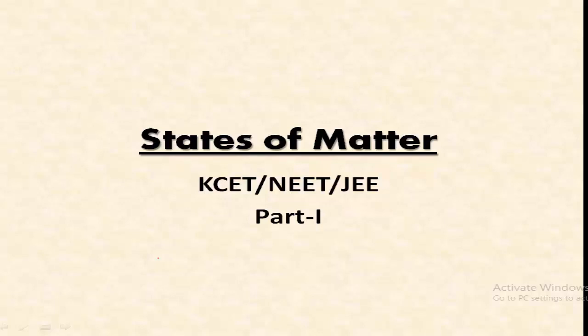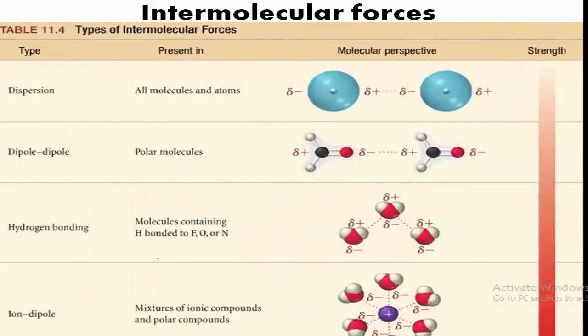So before going to the problems, first we will glance at what you have studied in States of Matter. There you studied one of the important topics, that is intermolecular forces. It is the kind of attraction force which is present between the molecules, and there are different types of intermolecular forces. Those are dispersion force or London force, dipole forces, hydrogen bonding, and ion dipole forces. So these are the different types of intermolecular forces.